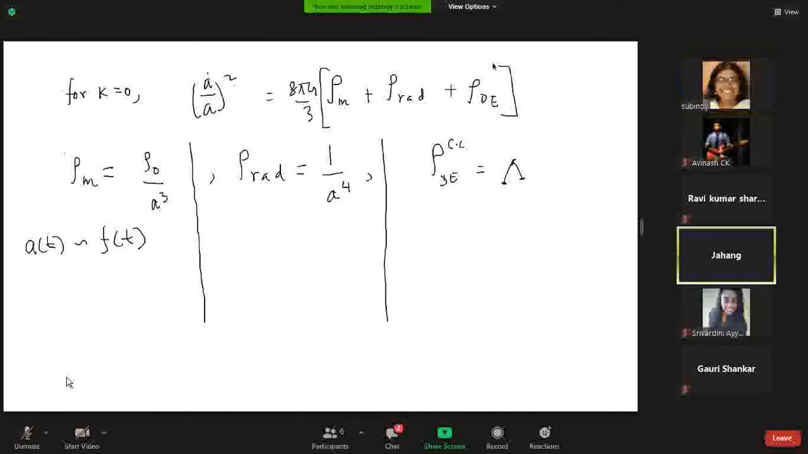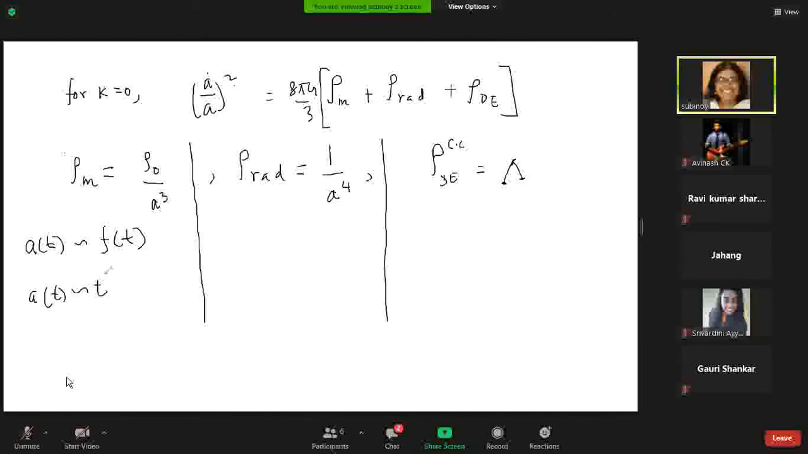For matter, is it like T power 2 by 3? So who is saying that? Jahank. Let me see what you got. A(t) goes as t to the power 2 by 3. So the answer is right, but other people also do it. Aram said it's very easy. Okay, so you have to put rho m is rho naught by a cube.